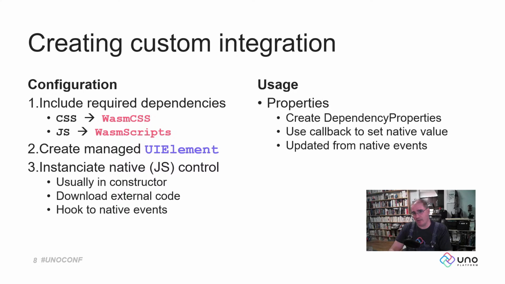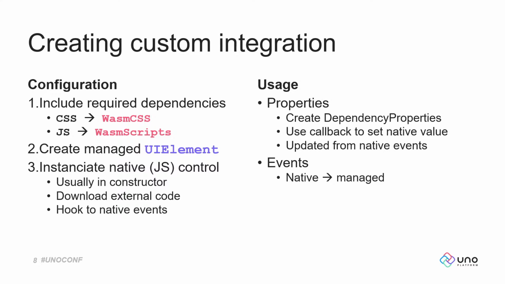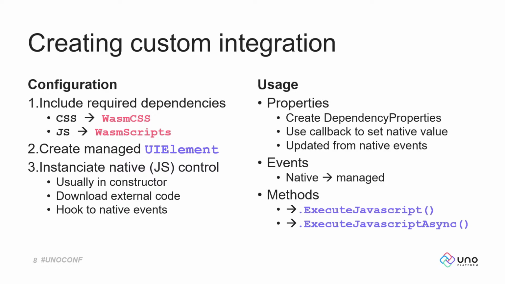On the managed side of your application, you can also expose properties, probably dependency properties, on which you can bind to other elements in your XAML code. You can expose events, and you can even expose methods on which you can call any of the helper extension methods to change the state of the DOM or to simply execute JavaScript.